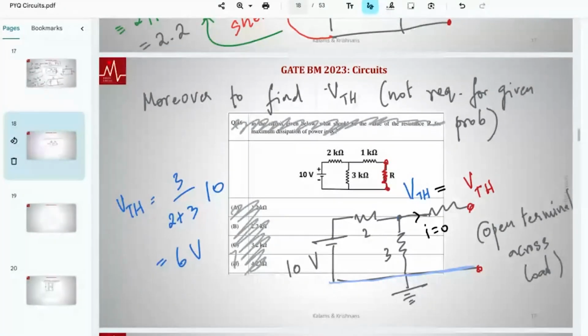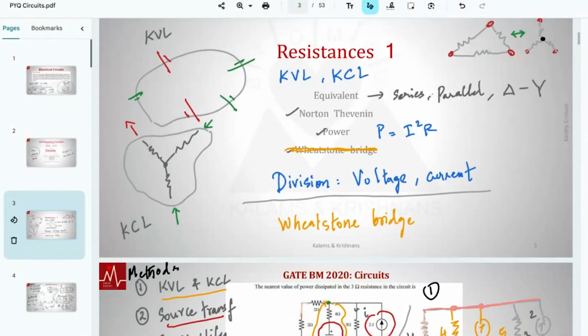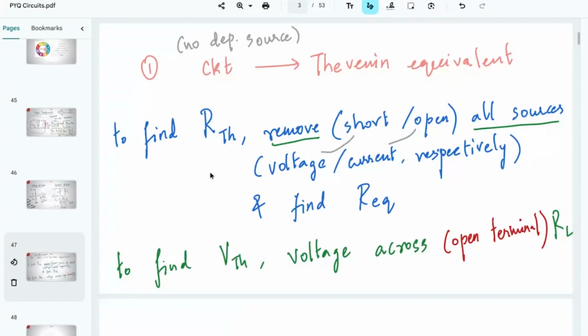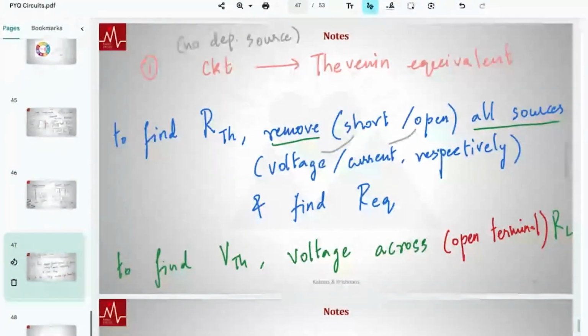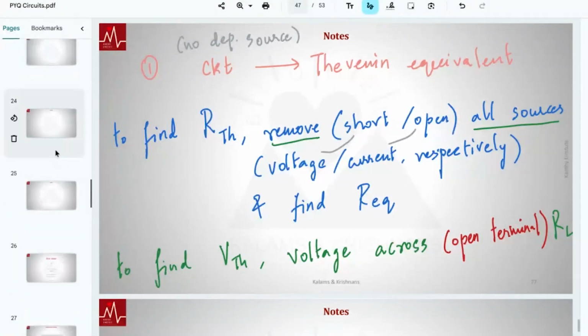Okay, fine. Let's do a quick poll and then we'll wind up. So 2 months in the semester is over. KVL, KCL, basic equivalent circuits, Norton Thevenin conversion. Between Norton and Thevenin, you can convert. From a circuit also, you can convert. Power calculations you can do, voltage current application. What you have done is Wheatstone bridge. Last bit that we did here is, how do you find RThevenin? Remove sources. If it's a voltage source, short it. If it's a current source, open it. Then find equivalent resistance across the load. Find VThevenin, voltage across open terminal, that's it.